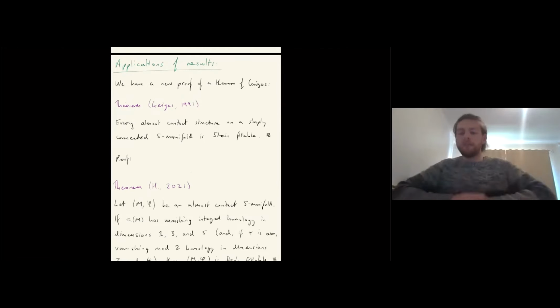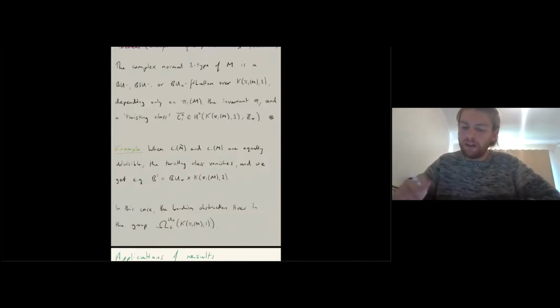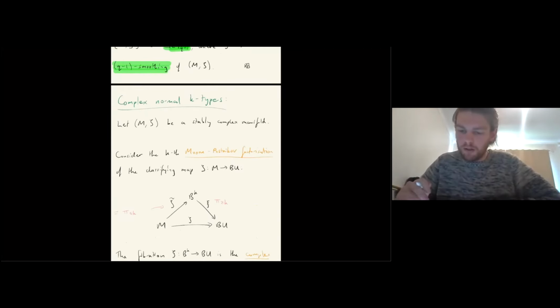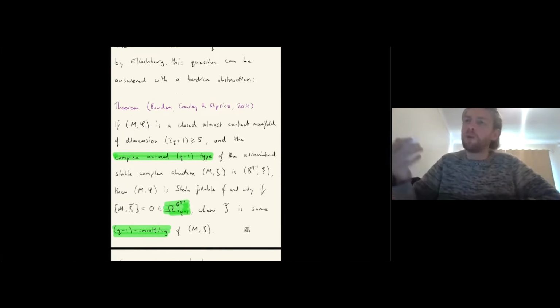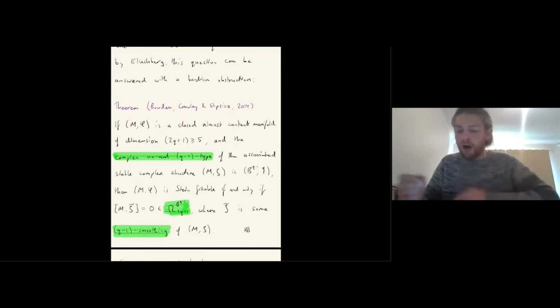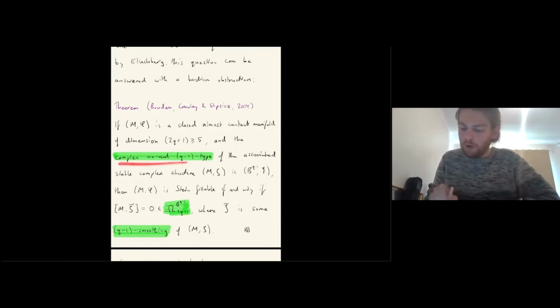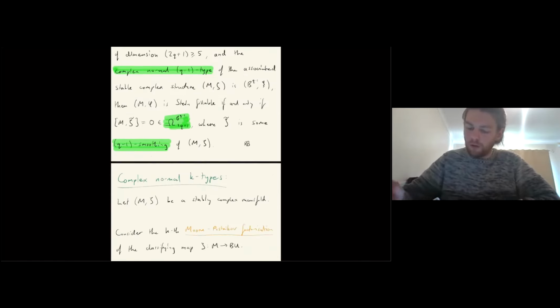So I guess now we have these complex normal 1 types. If we're looking at 5 manifolds, we're kind of primed to say something now. We know what the complex normal 1 types look like, and it turns out they're related to these U alpha bordism groups, but we calculated those.